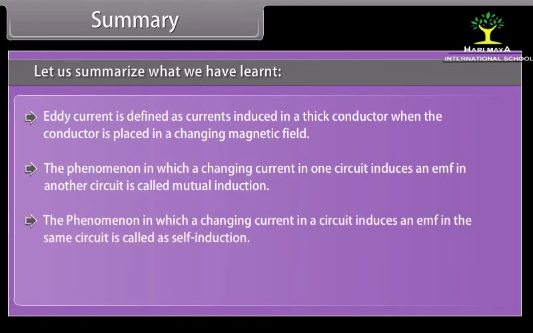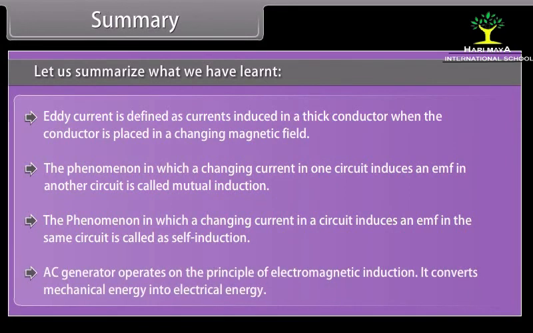The phenomenon in which a changing current in a circuit induces an EMF in the same circuit is called self-induction. The AC generator operates on the principle of electromagnetic induction. It converts mechanical energy into electrical energy.